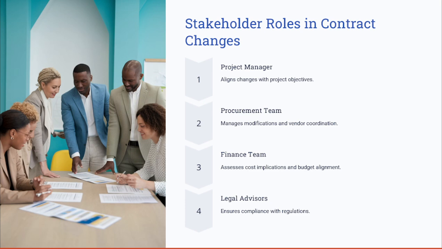Finally, we have the vendors or suppliers. Their role here is to negotiate and implement the approved contract changes. And you, as a project manager, need to ensure that these changes are implemented and monitor them to ensure that the vendors and suppliers are implementing these amendments. So contract changes require multi-stakeholder collaboration to ensure procurement alignment, financial stability, and legal compliance. By clearly defining the stakeholder responsibilities, it enhances the efficiency in handling the contract modifications.